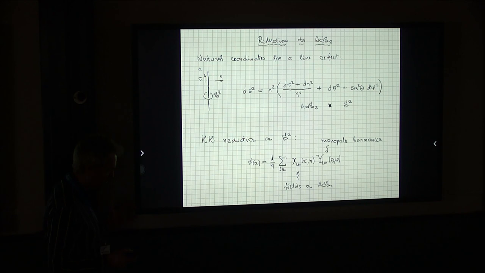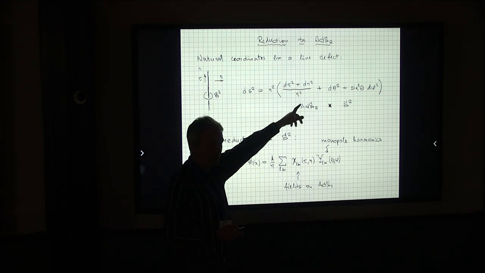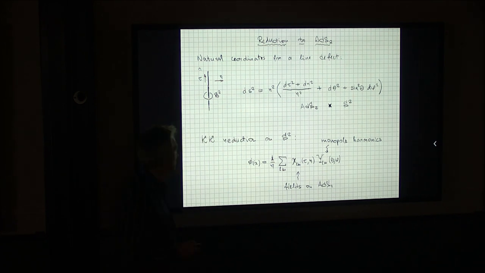Okay, so returning back to the problem with which we started, it's convenient to regard it as a reduction on AdS2 times S2. If you have a defect in space-time, and the theory is conformal, then the natural coordinates associated with this defect are the coordinates on the sphere that surrounds it, which is two-dimensional, and then the radial coordinate and time combined into AdS2, and there is an overall r squared, which doesn't matter because of conformal symmetry.